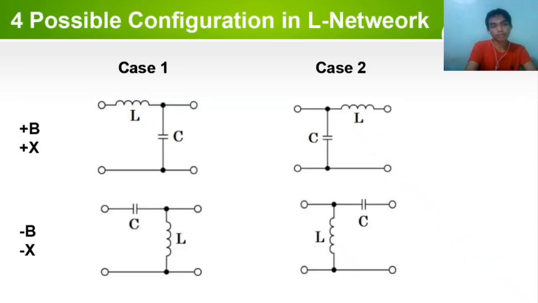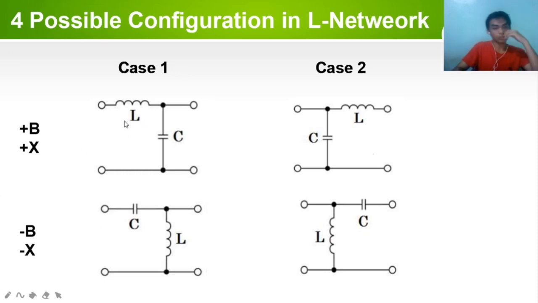There are 4 possible configurations in L network. So for case 1, the susceptance and the reactance are both positive. So the configuration in L network for case 1 is the inductor in series with the capacitor and the load impedance. So this one.